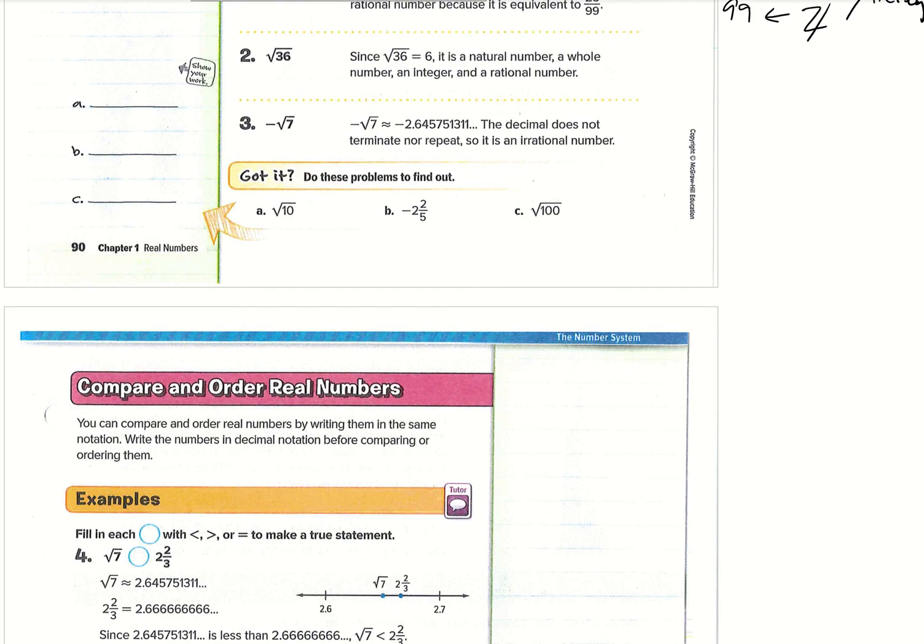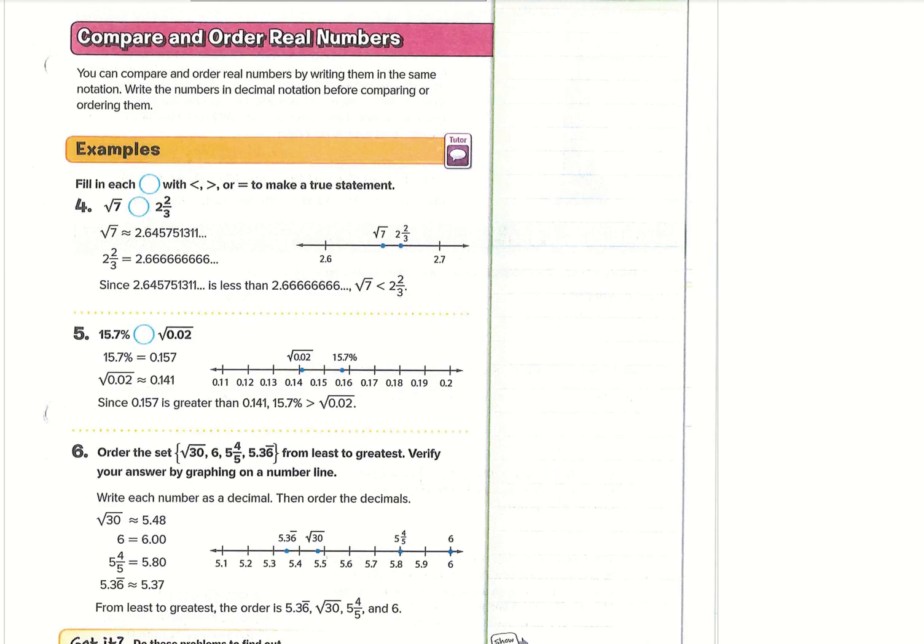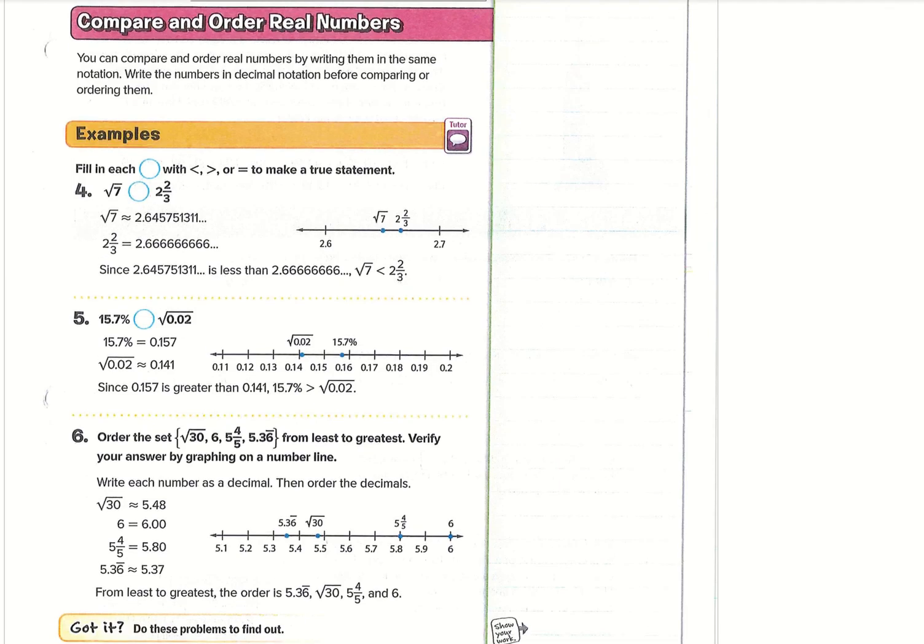I want you to go ahead and pause the video. On your own, do letters A, B, and C. Just tell me if they are rational or irrational. Go ahead and pause the video now and do that. Once you're done with that, we'll move on to the very next page.